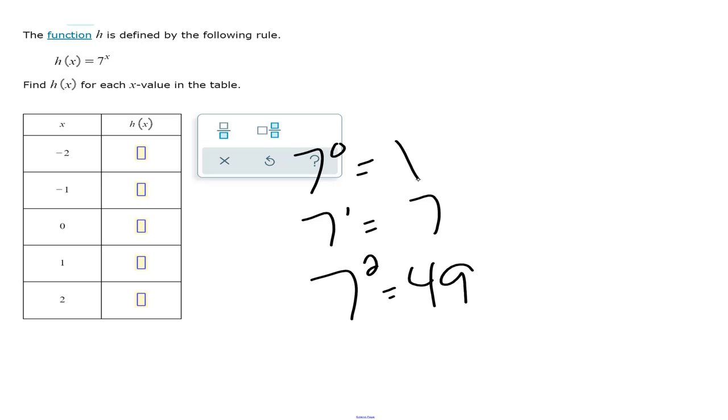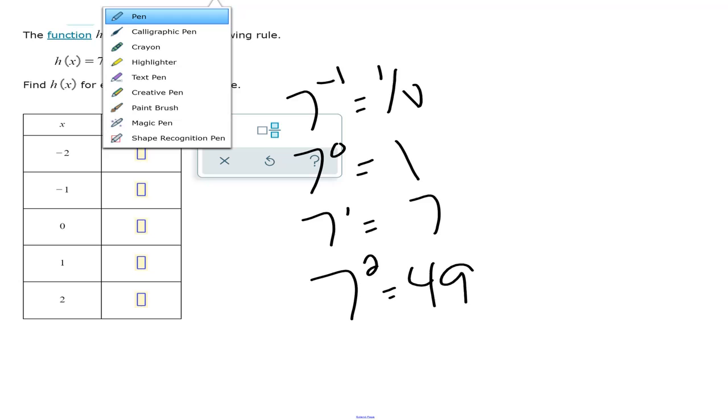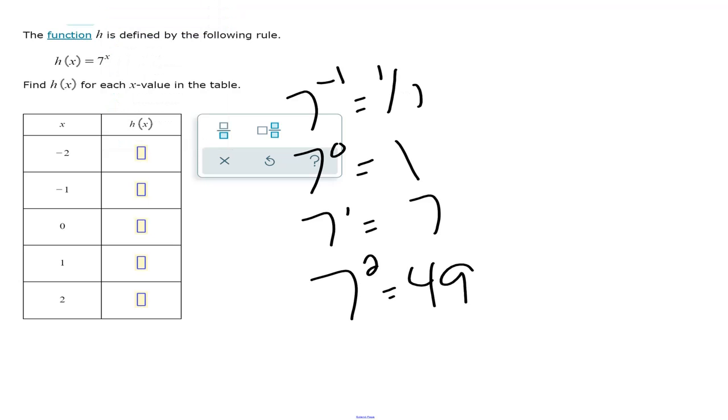And then if we keep that pattern going, the negative exponent, so 7 to the negative 1, is 1/7. And then we have 7 to the negative 2, which is going to be 1/49. So you're going to get those fractional values there.